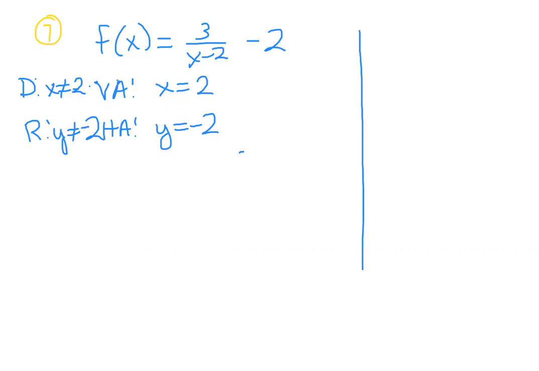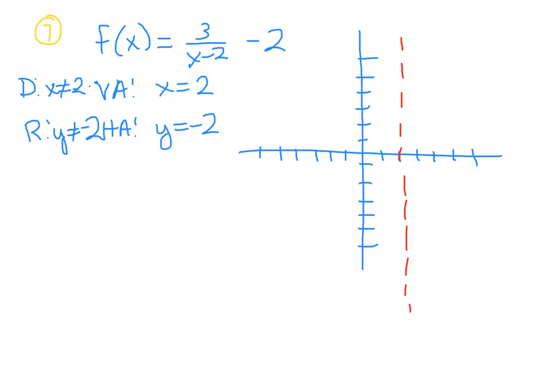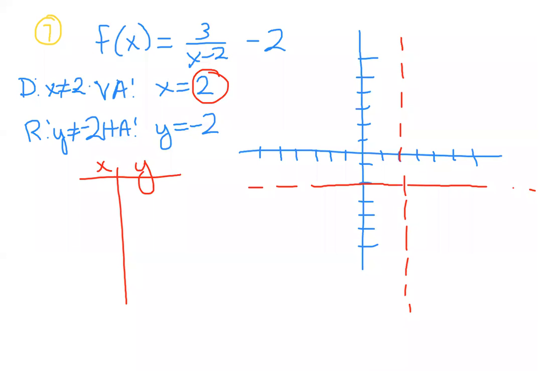And let's go ahead and graph these. Put our asymptotes in, x equals 2, y equals -2. So let's make a little chart. We're going to pick numbers on either side of 2. So let's start with 3. If we put a 3 in, we get 3 over 3 minus 2 minus 2. So 3 minus 2 is 1. So 3 over 1 is 3, minus 2, and that gives us a 1.